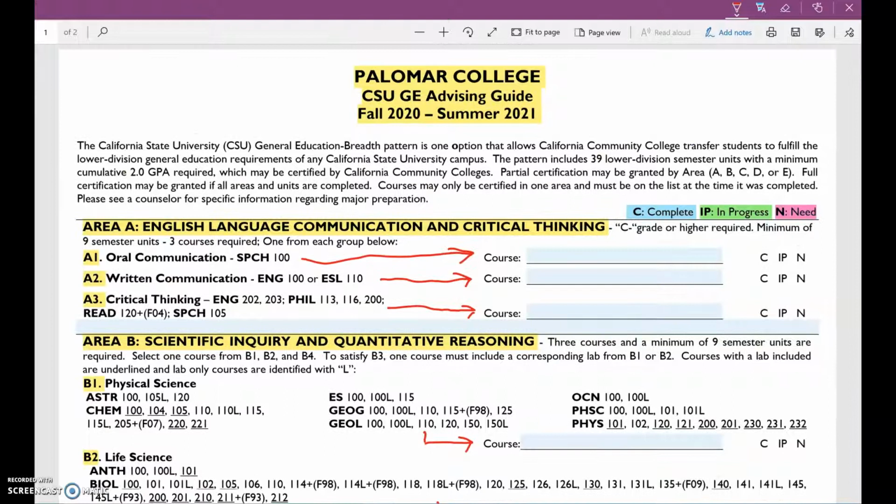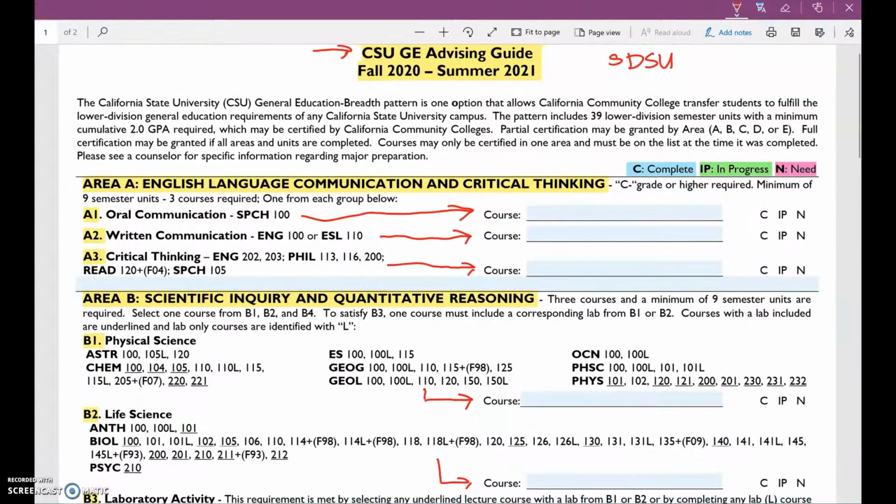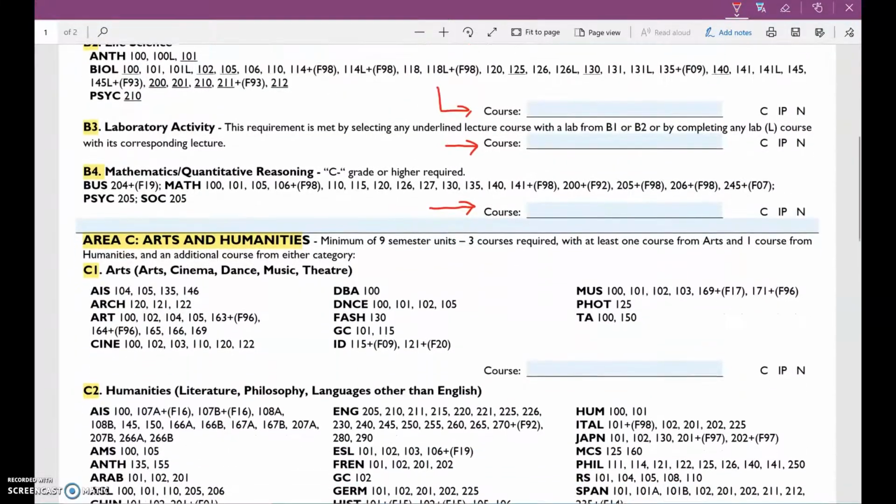Now, this CSU advising guide is for students who know that they definitely want to apply to a state school. So this would be San Marcos State, San Diego State, San Francisco State, Long Beach State, etc. So it's only for the state schools.